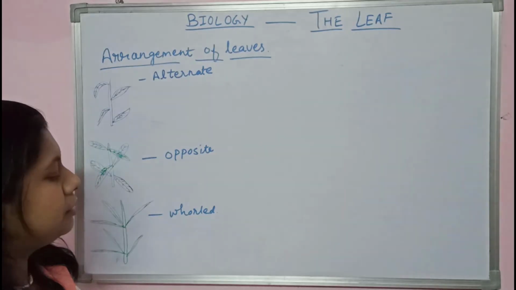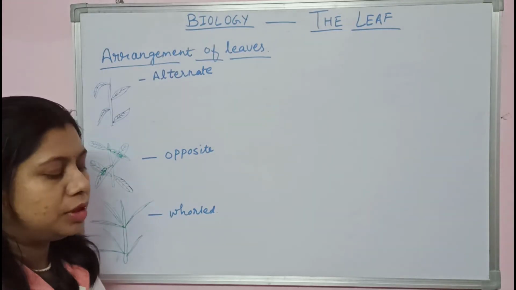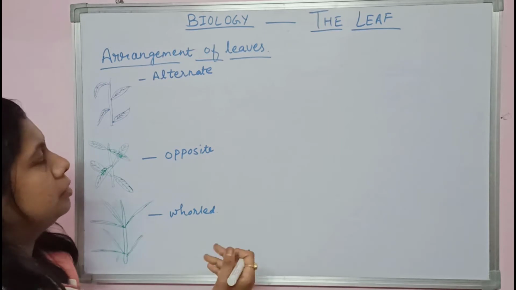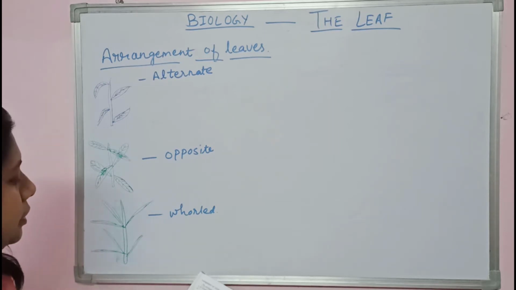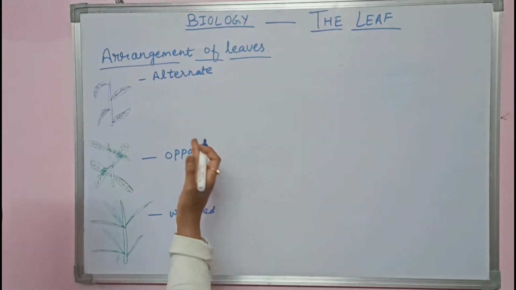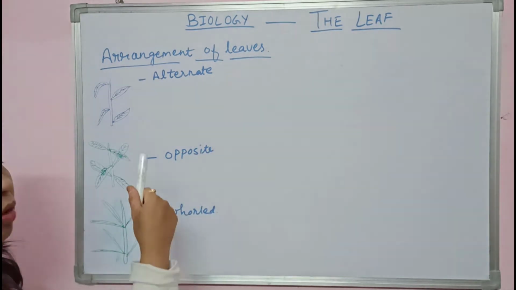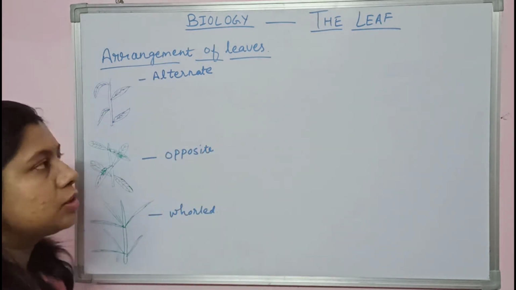Now let's start with arrangement of leaves. Today we will see arrangement of leaves. What is arrangement of leaves? The arrangement of leaves on a stem or its branch is called phyllotaxy.